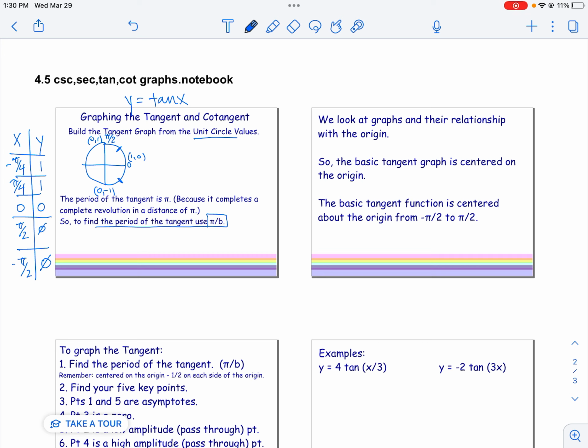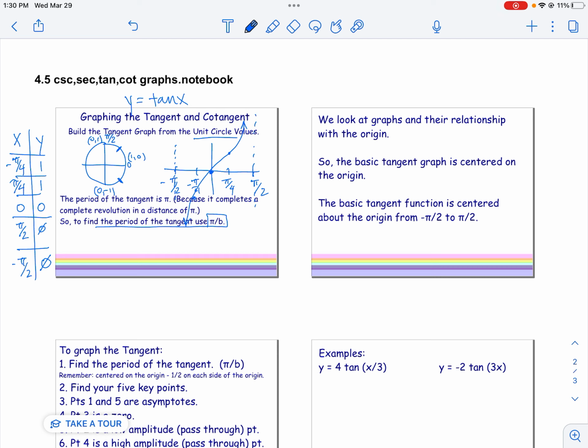And so what we see when we start to graph this is that we do in fact have a period of pi from negative pi over 2 to positive pi over 2. At pi over 4 and negative pi over 4, we've got tangent equaling positive 1 and negative 1 through 0, 0. And now these vertical asymptotes happen at negative pi over 2 and positive pi over 2. And so the tangent function follows this general pattern.